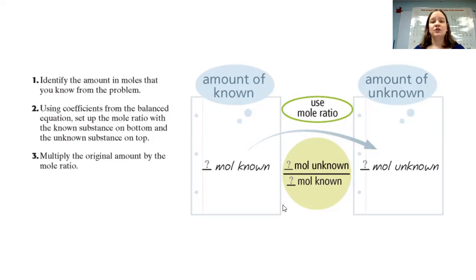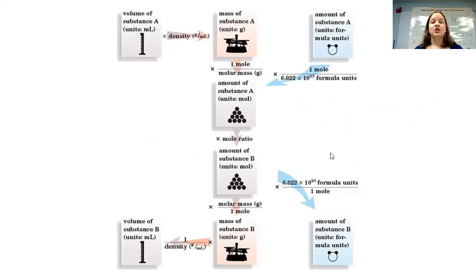Your known substance will always go on the bottom and your unknown will go on the top. And then you multiply the original amount by that ratio. Multiply what's on top, divide by what's on the bottom, and that gives you the moles of unknown. So that's really all of today's lesson. I'm going to show you a picture. It's probably going to freak some of you out, but this is where we're going.